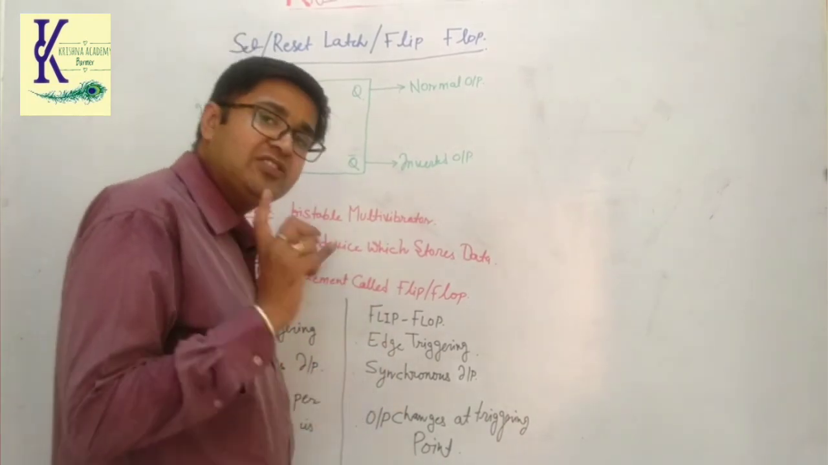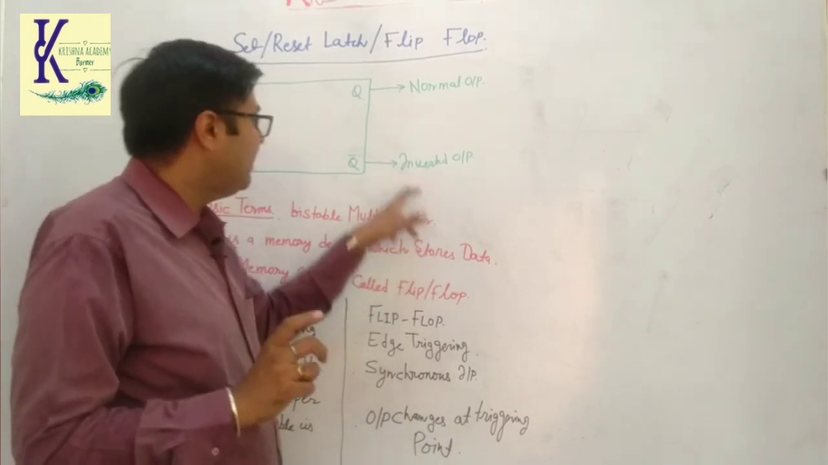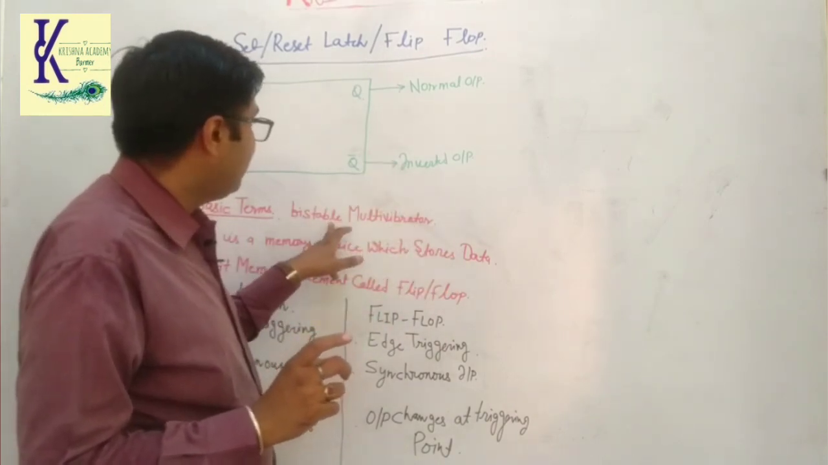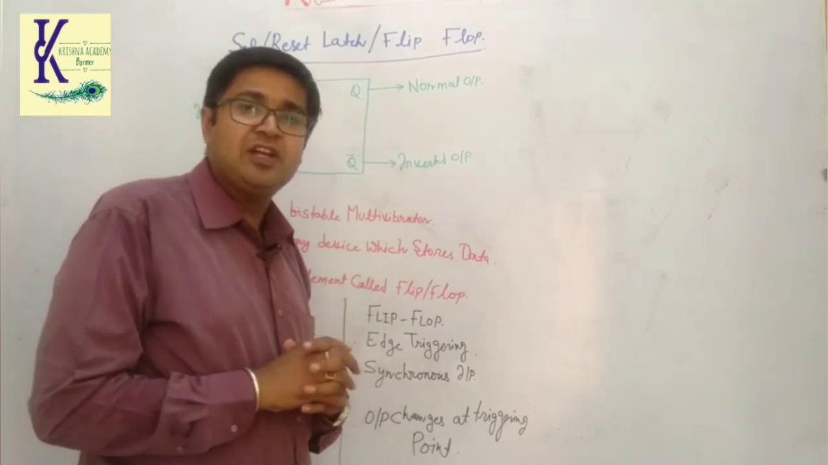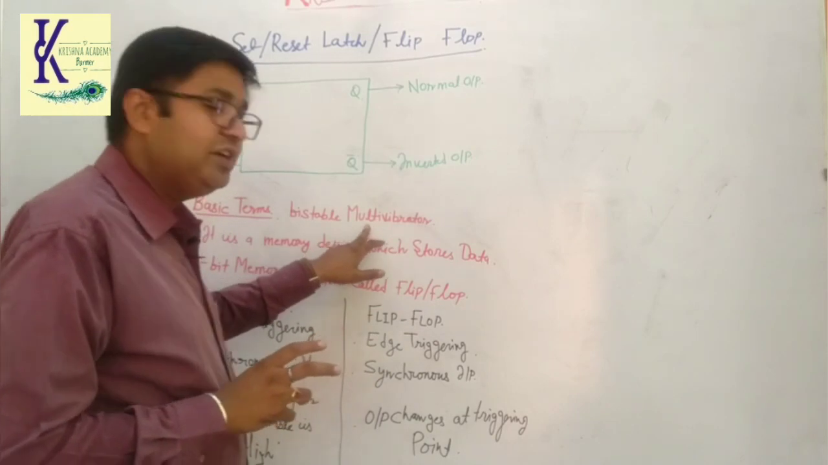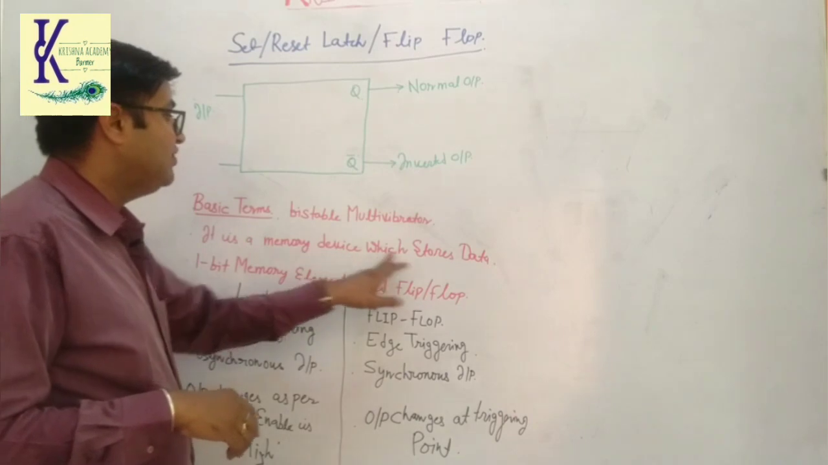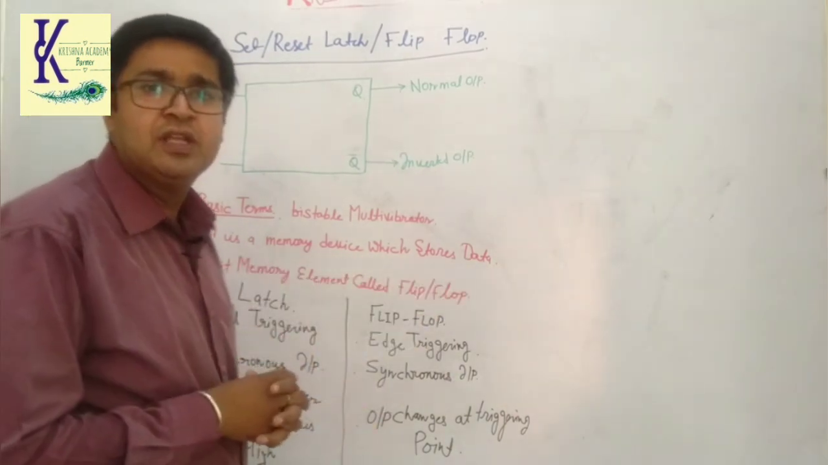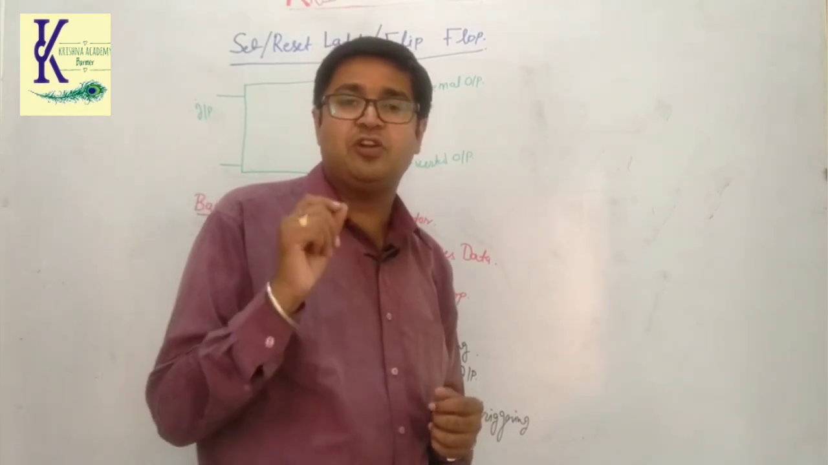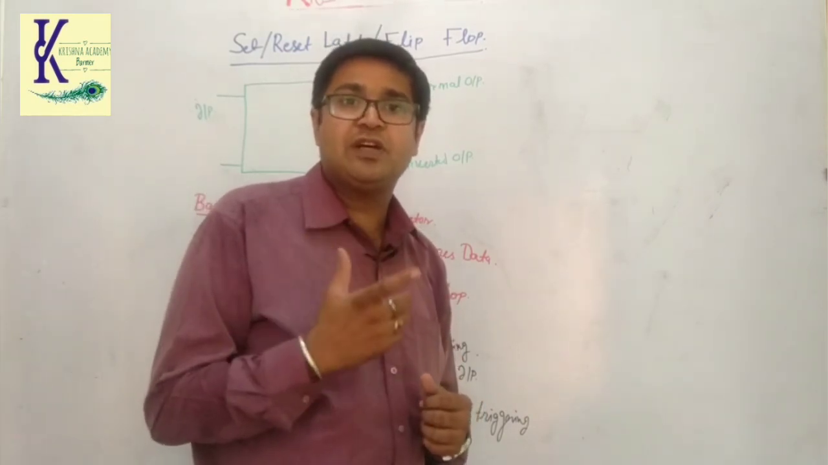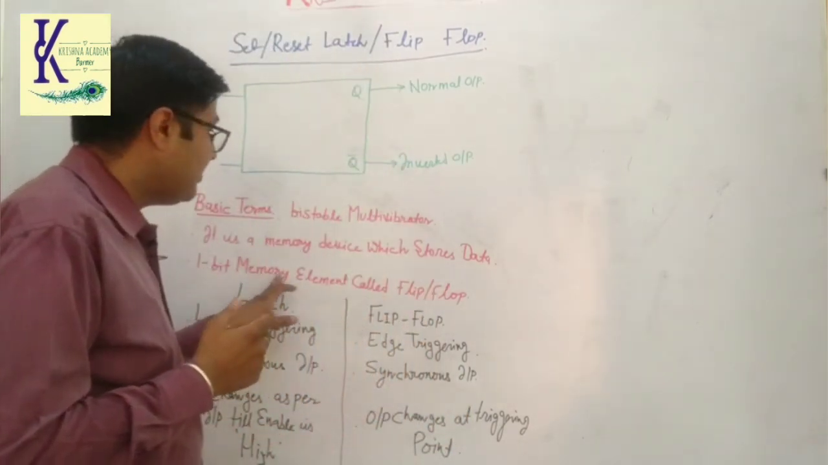Whenever an examination asks about the bistable multivibrator, basically the bistable multivibrator and flip-flop are the same kind of mechanism, so they can be written in that manner too. The second thing is that it is a memory device which stores data. I have already told you that this is used to store some kind of data. What kind of data are we talking about? It is basically a 1-bit memory element.